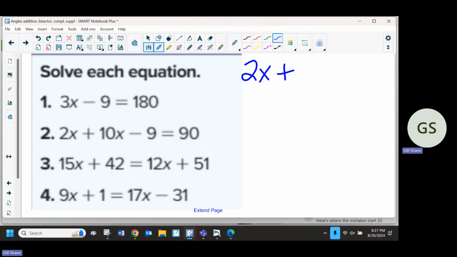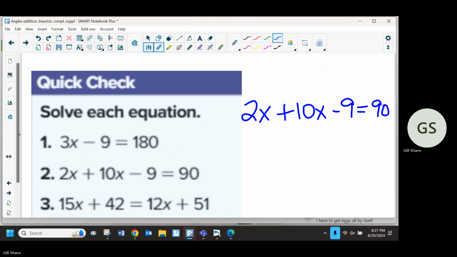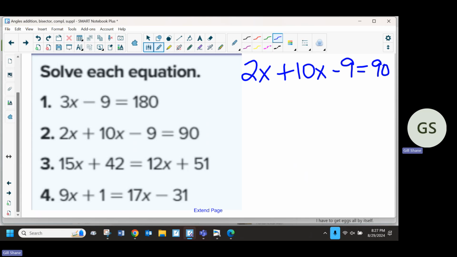2x plus 10x subtract 9 equals 90. Again, 90 is involved. We could definitely see 90 in some equations by itself. So if you will notice, now we have two terms with x in it. I have to get x all by itself. We said our final answer is always going to be x equals some number. I got to get x by itself, and I got to get all the numbers to the other side.